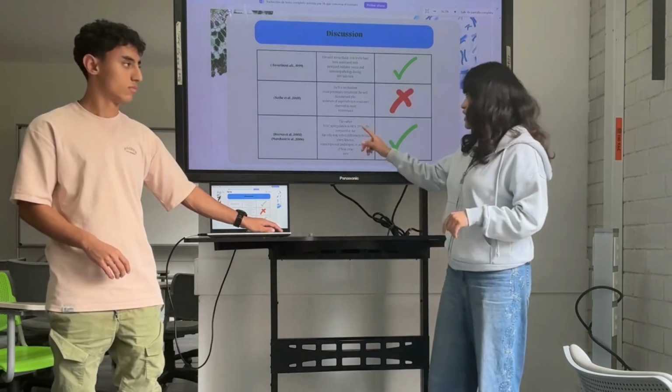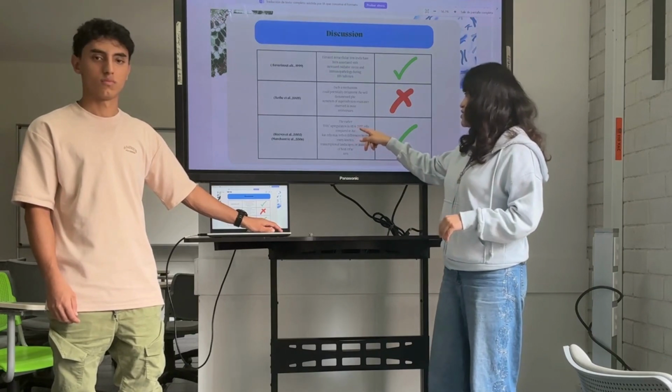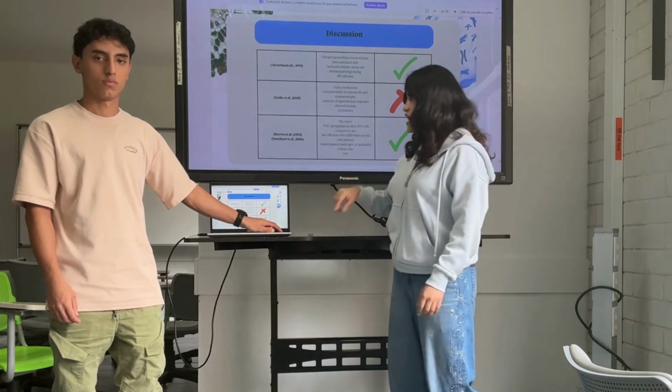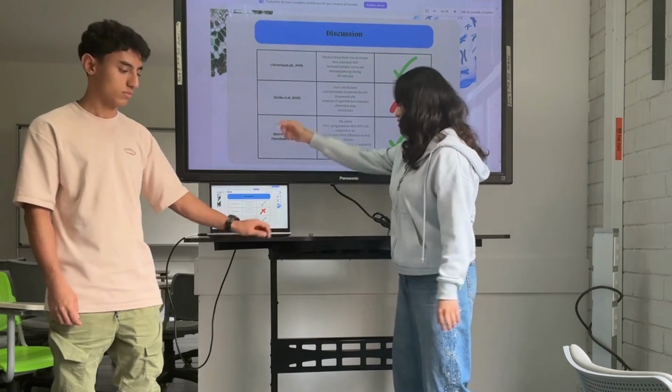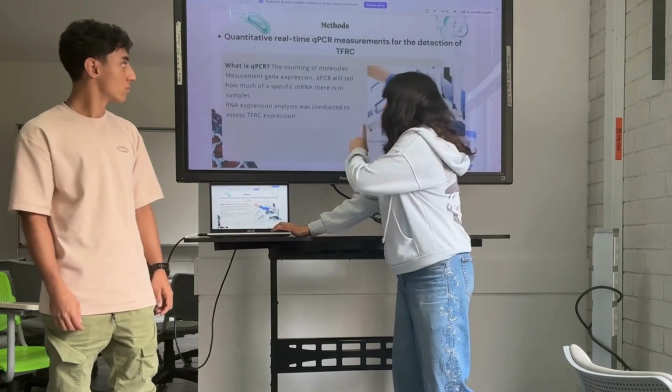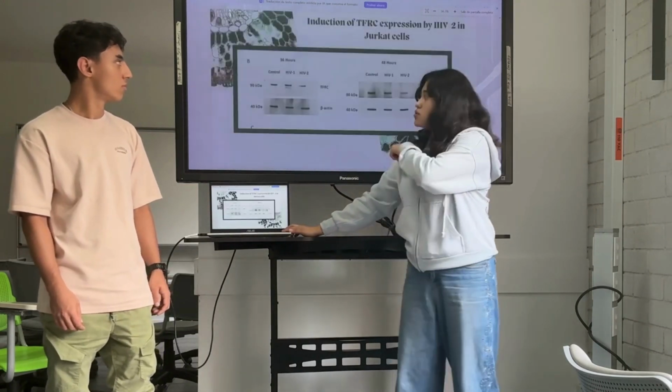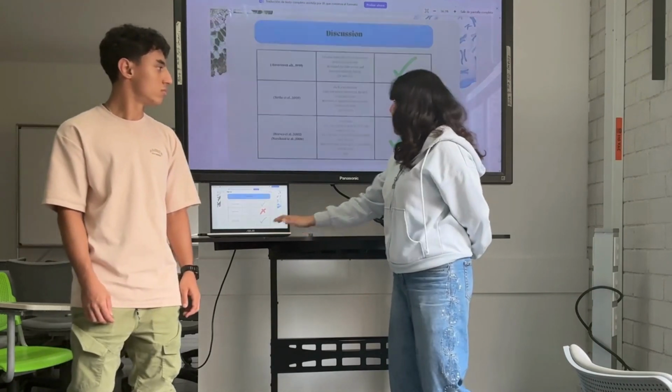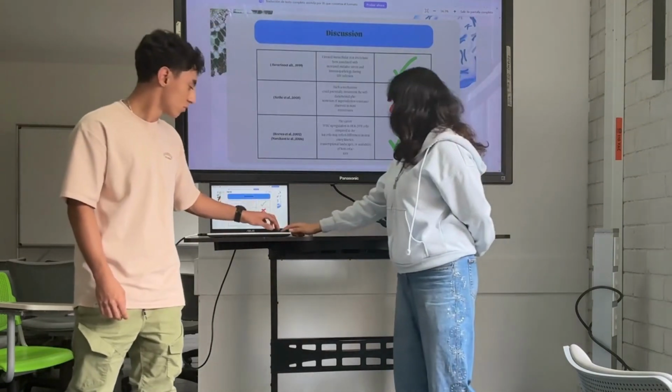And then we have this one that talks about how TFRC upregulation has differences in HEK293T cells and Jurkat cells, which we could see in the graphic. There is this one and this one, and so it's correct with the study.